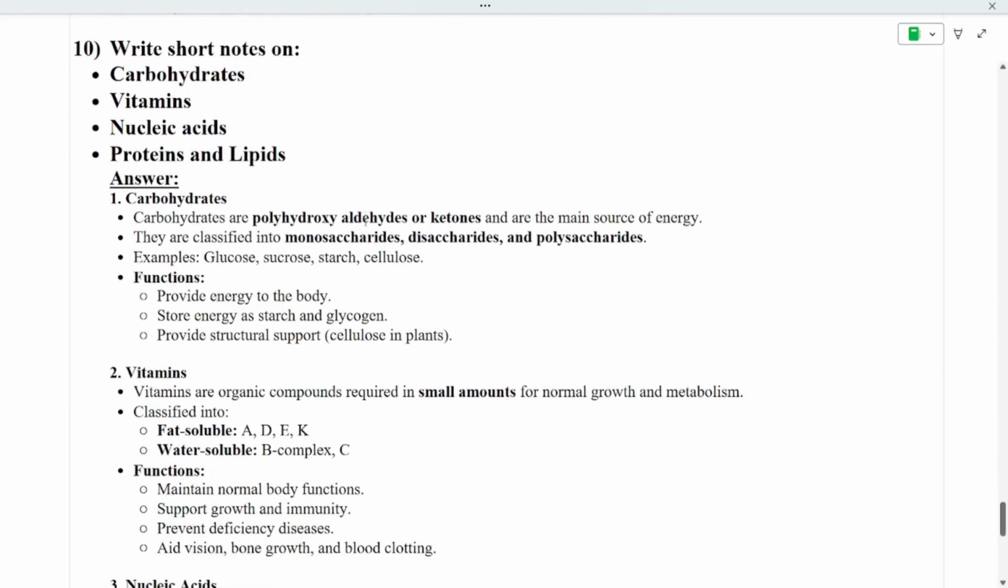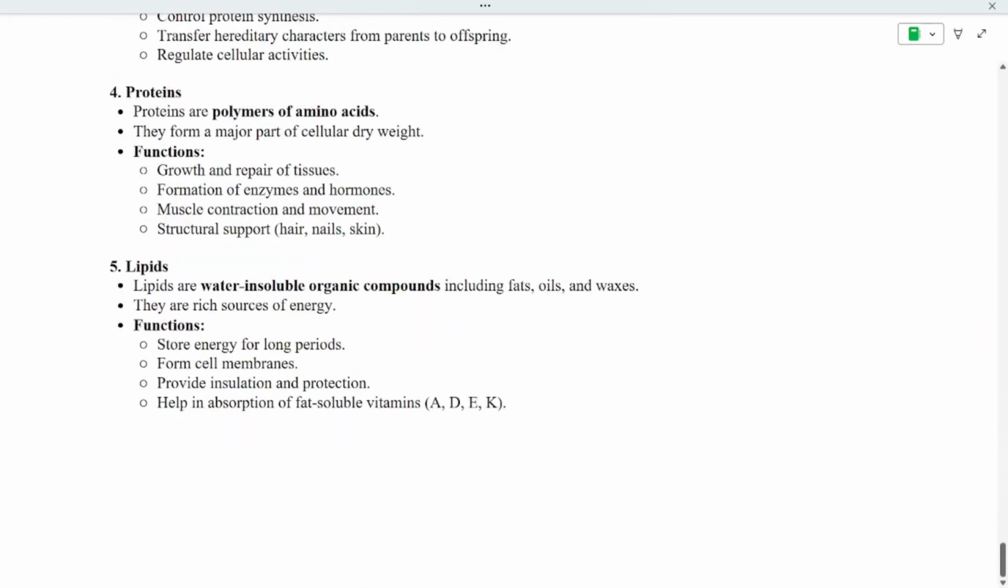Next is about the write a short note on carbohydrates, we have discussed, vitamins we have discussed, nucleic acid also it's done, protein and lipids I'll be saying. Okay. What is protein? It is the polymer of amino acid. They form a major part of cellular derivate. It is for growth and repair of the tissue, formation of enzymes and hormones, muscular contraction and movement. It is having the structural support, that is hair, skin and nails.